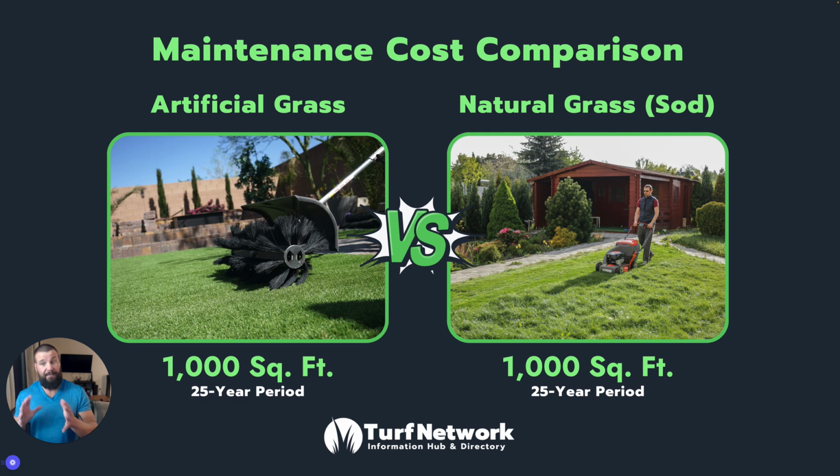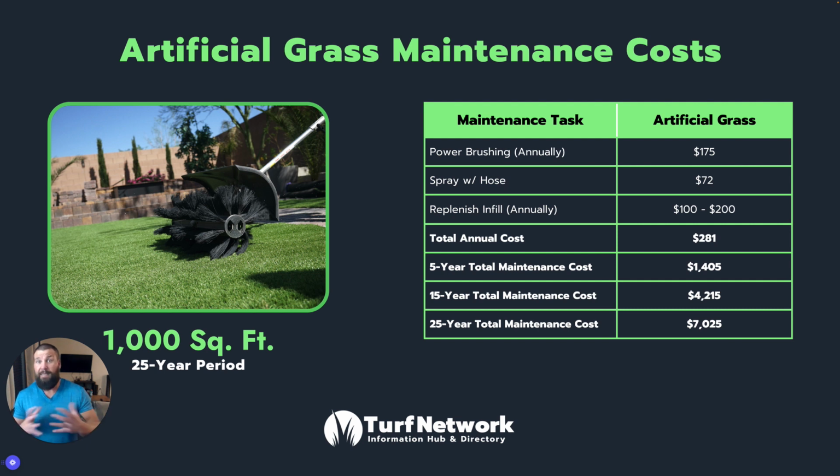So artificial grass, again, for a 1,000 square foot installation compared to a natural grass or sod lawn that is also 1,000 square feet. And we're going to compare the maintenance costs over a 25-year time span. That's not an arbitrary number. Artificial grass can last as long as 25 years if properly maintained. And we want to see how much you'll pay for maintaining natural grass versus what you would have spent during the same time period for artificial grass. So artificial grass maintenance costs for a 1,000 square foot lawn over a 25-year period.